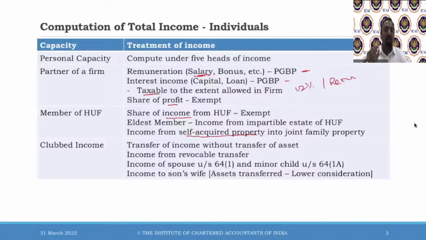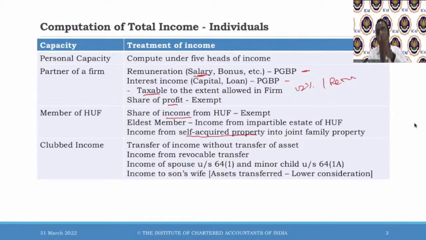Similarly, for members of a HUF, whatever share of income is exempt because it is already taxed in the hands of the HUF. However, there are two situations. One is impartible estate, which needs to be clubbed in the hands of the eldest member. And as far as self-acquired property is concerned, any income from self-acquired property which is converted into joint family property will still be taxable in the hands of the HUF. It needs to be clubbed because it is like clubbing only. You are transferring to an individual member for a reason, and the reason could be tax evasion. So club it in the hands of the HUF itself. These are the things that we need to look at before getting into the problems.